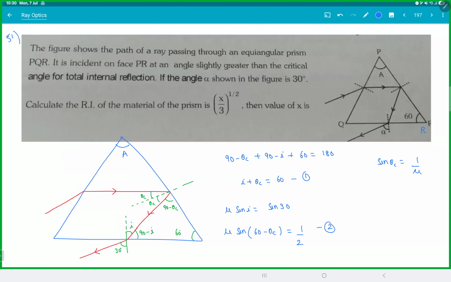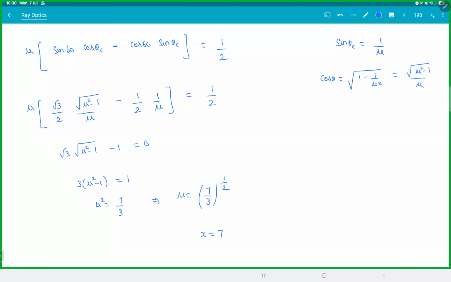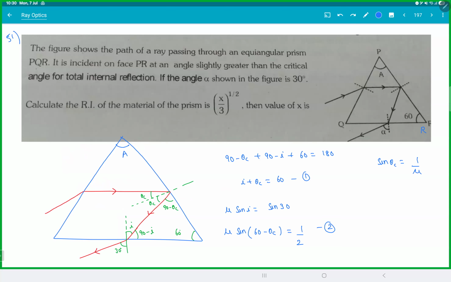Seven, that's what is being asked. X by 3 whole power half. Check it out. Once I wrote this equation and this equation, physics got over. Just start to expand sine A minus B and substitute everything. This is nothing to do with the prism formulas. It looks like a prism, so you have to be careful.